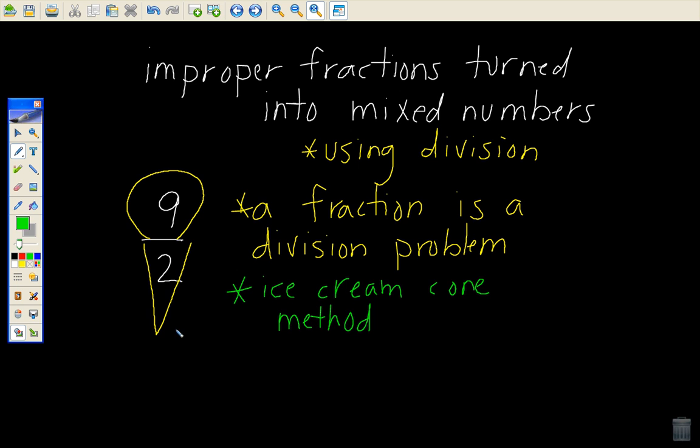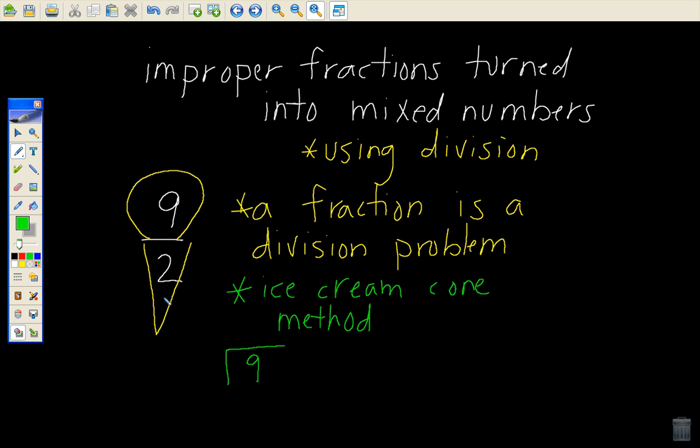When you get into the habit of this, you won't have to call it the ice cream cone method. You can actually get to a point where you don't have to draw the ice cream cones. But what you're going to do is think ice cream has to be kept in the freezer. So in division, even though this is our division sign, we're going to call it the freezer. So we're going to put 9 inside it because it's the ice cream part.